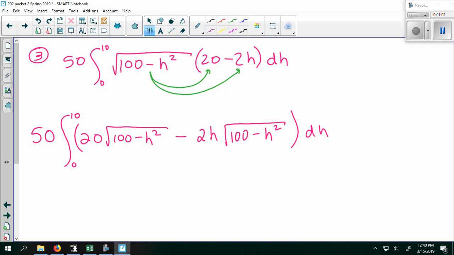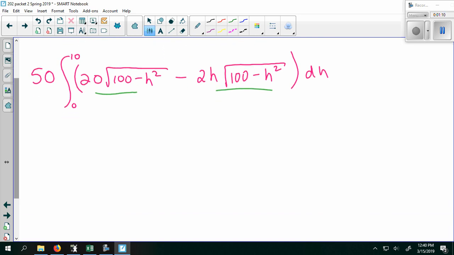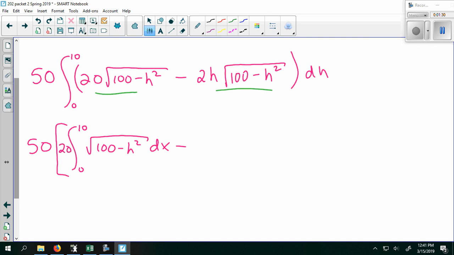And then I can integrate term by term. I can integrate each of these separately. So rather than write the antiderivative, because each of these is involved, I'm going to just separate the integrals. So this becomes 50 times the integral from 0 to 10 of 20 times the square root of 100 minus h squared dh. And then I'm going to subtract the integral, take the 2 out, h times the square root of 100 minus h squared dh. And that's all times 50.